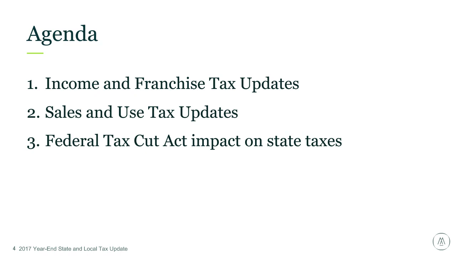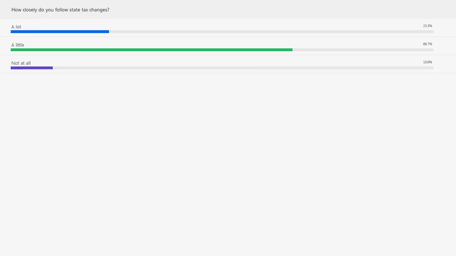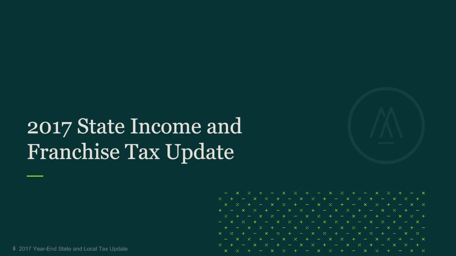All right, so about 70% of you followed a little. That's kind of what we expected. We assumed if you're following it a lot, then we'd have to up our game a bit. But what we're doing is spreading the general information out. And if there are any other specific questions, feel free to ask through the Q&A function or follow up with any of us here today. With that, the first item on the agenda is the state income and franchise tax update.